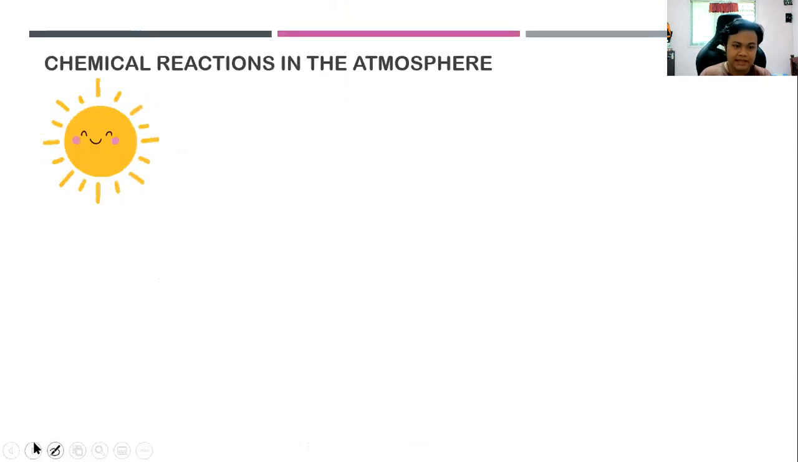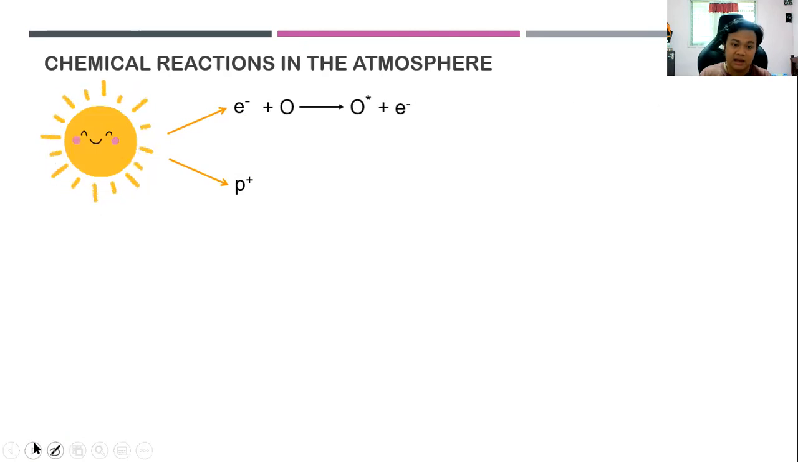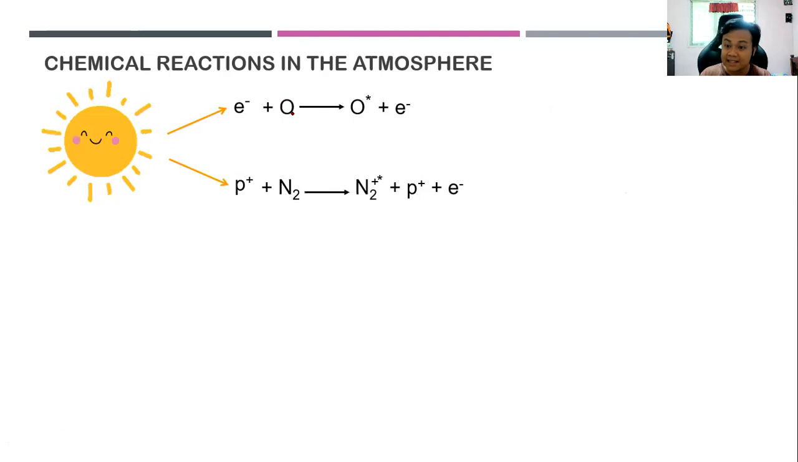So here is the atmosphere. I will explain what happens, especially in the thermosphere. In the thermosphere, we have ionizing radiation, the UV light and UV rays. They will react with the gases in that part of the atmosphere, which is the thermosphere, right?